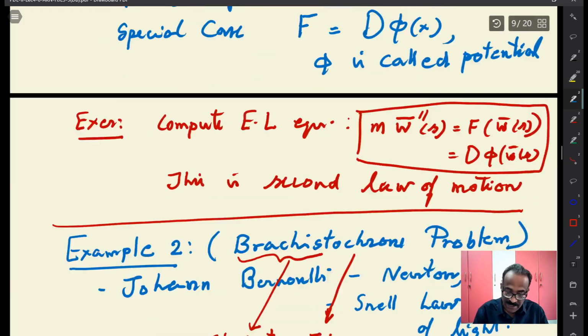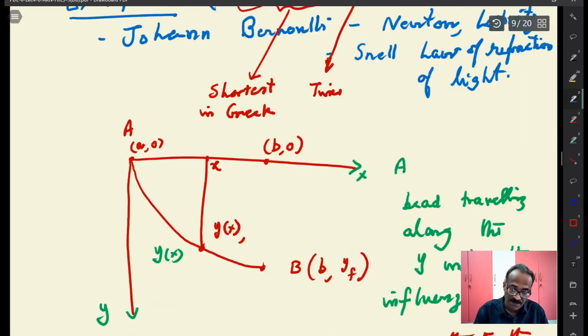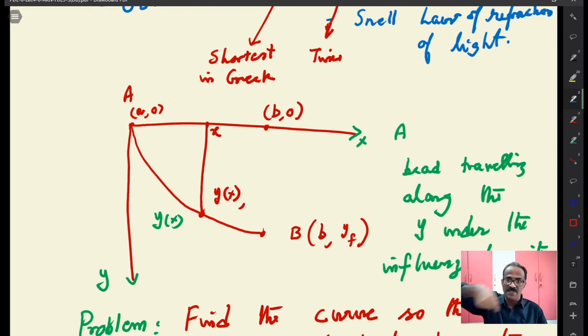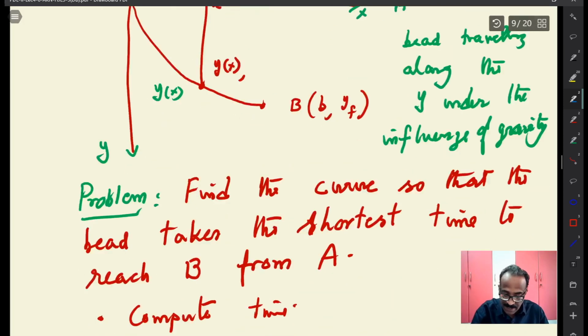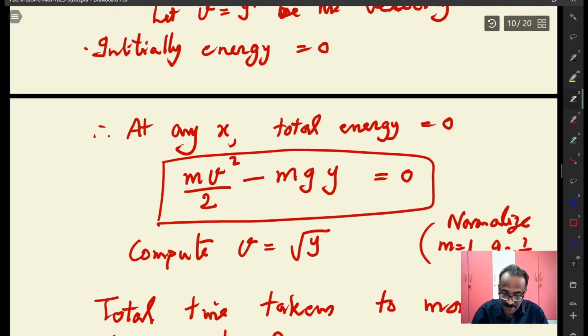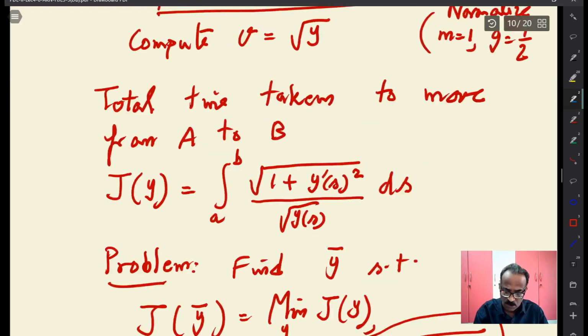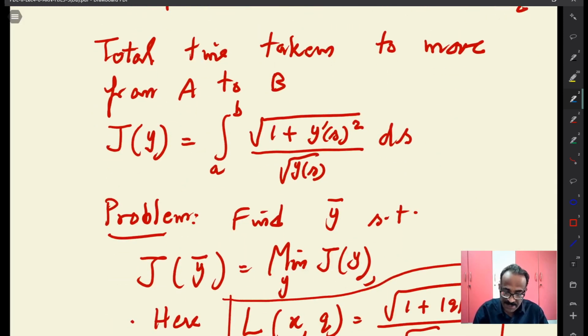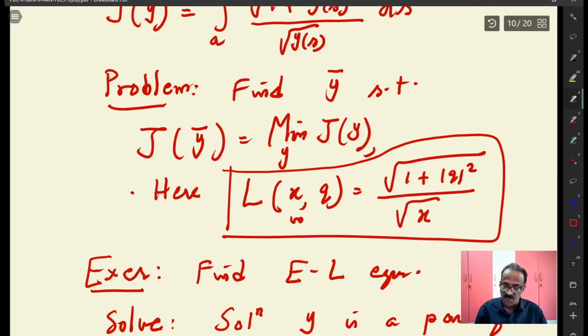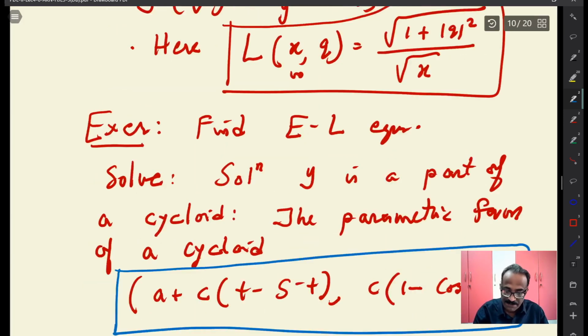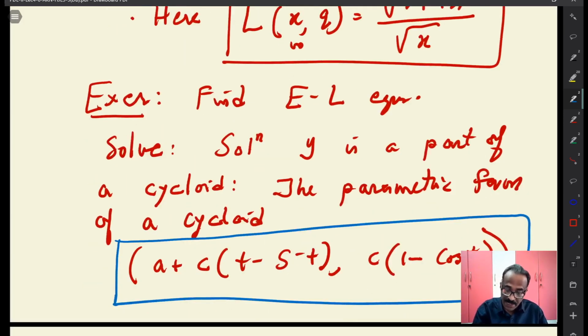Then we have the Brachistochrone problem, where we discussed how you travel under the influence of gravity, and what is the minimum path which takes the least time to reach from one point to another point down along a vertical line. We have seen that you use the conservation of energy, and we defined L given by this functional, and then the exercise was left to write it down and solve it. When you solve it, you see that the solution is actually a cycloid.